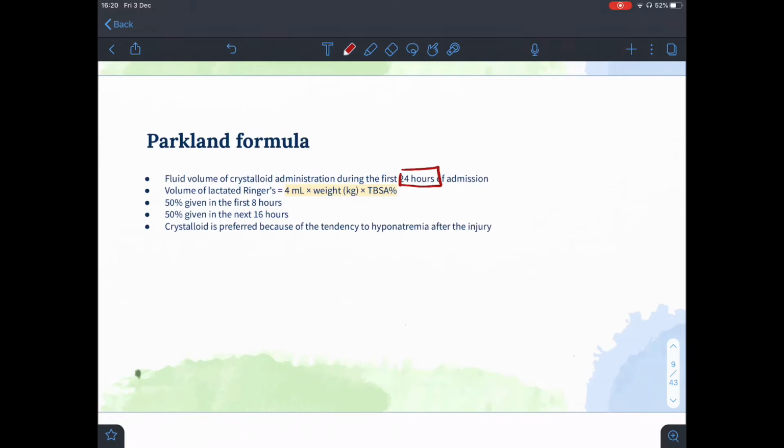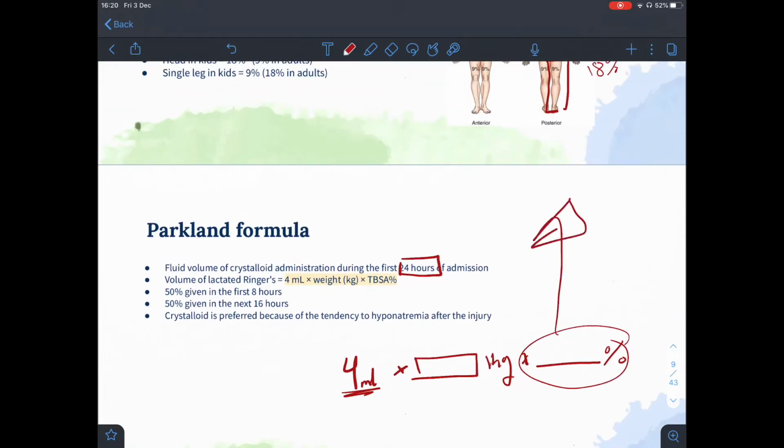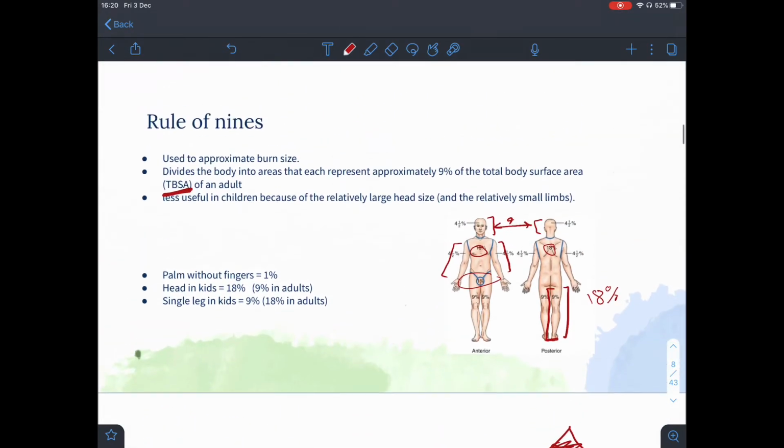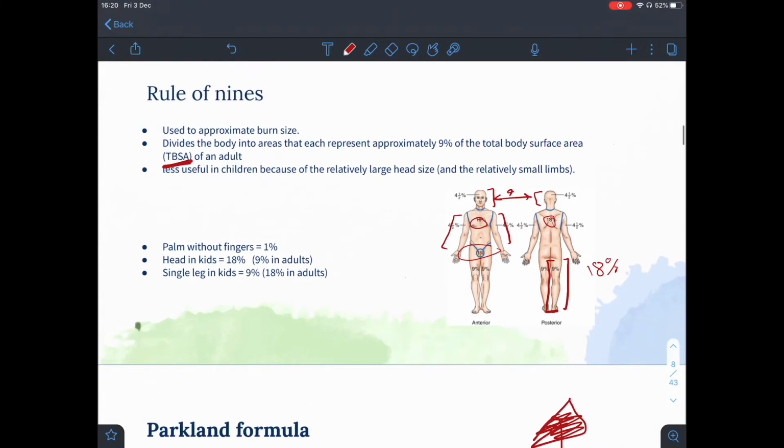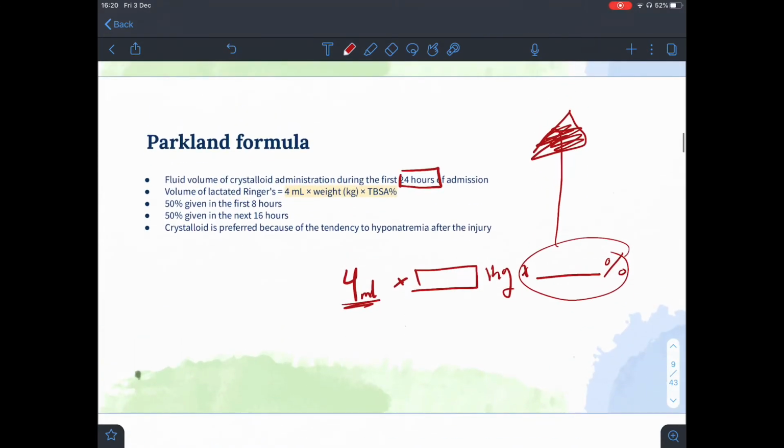طيب الفوليوم يساوي 4 مليليتر، هذه ثابتة، ضرب the weight of the patient in kgs ضرب TBSA بالpercent. TBSA اللي هي نحسبها من اللي تعلمناه هنا. تمام، so that's important إنك تعرفين تحسبينها أو تعرفون تحسبونها. بعدين راح يطلع لكم رقم، هذا الرقم نصه 50% is given in the first 8 hours and then 50% is given in the next 16 hours.